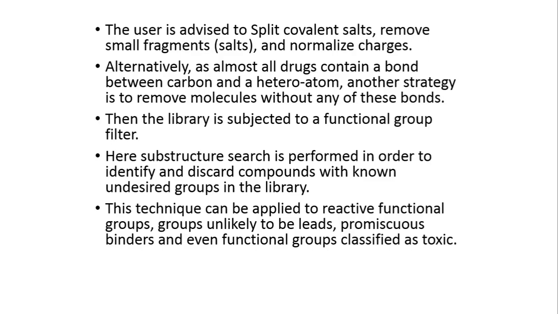Okay, so what happens in this functional group filter is that we search for some substructures which are essential to be identified and discarded. Okay, because such functional groups might bring out some undesired properties for your molecule. So all in all what I mean to say is that in this functional group filter, the substructure search is usually performed in order to identify and discard the compounds with known undesired groups in the library.